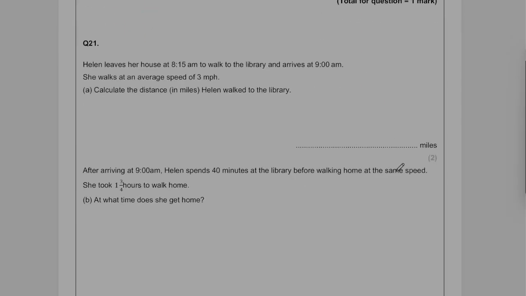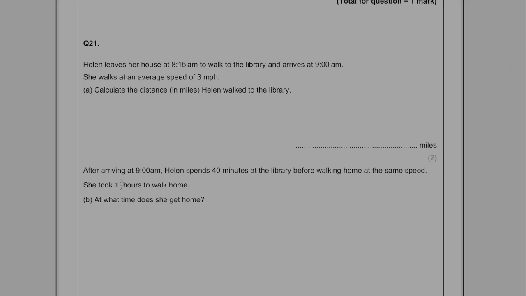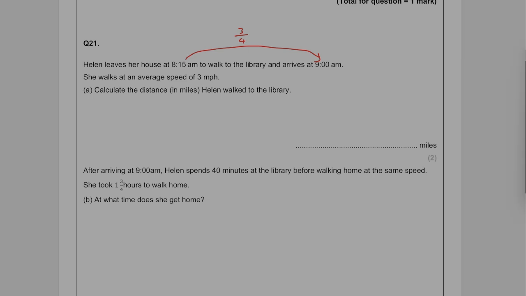Question 21. Ellen leaves her house at 8:15 a.m. to walk to the library and arrives at 9 a.m. She walks at an average speed of 3 miles per hour. Calculate the distance in miles Helen walks to the library. So the time frame between 8:15 and 9 a.m. is 45 minutes, but I'm going to call it 3/4 of an hour. She's walking at 3 miles per hour.